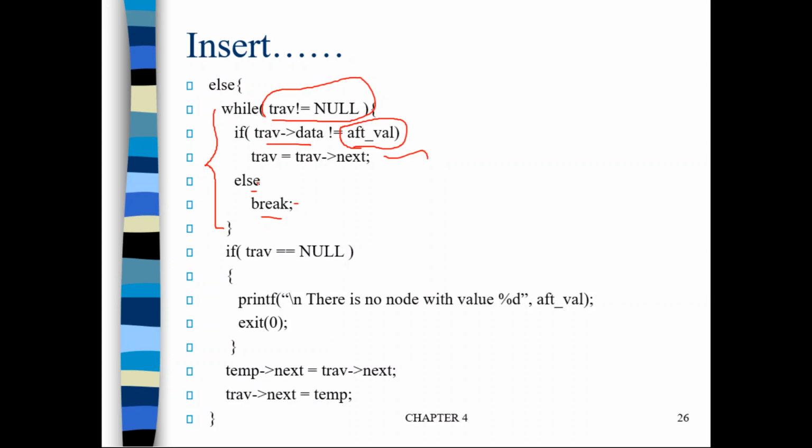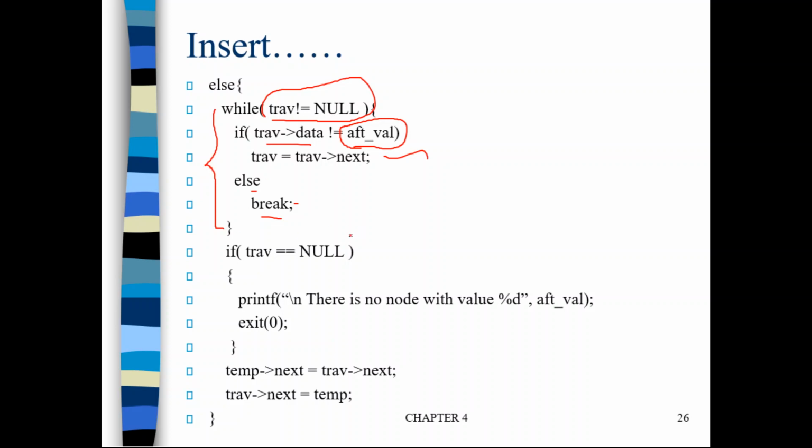So this coming out of the while loop happens under two cases. Either you have identified the right node after which you want to insert, or you have traversed through the entire list but couldn't find the node after which the new node is to be inserted, and you have reached the last node, which means you have reached null. So there are two cases under which we may come out of the while loop.